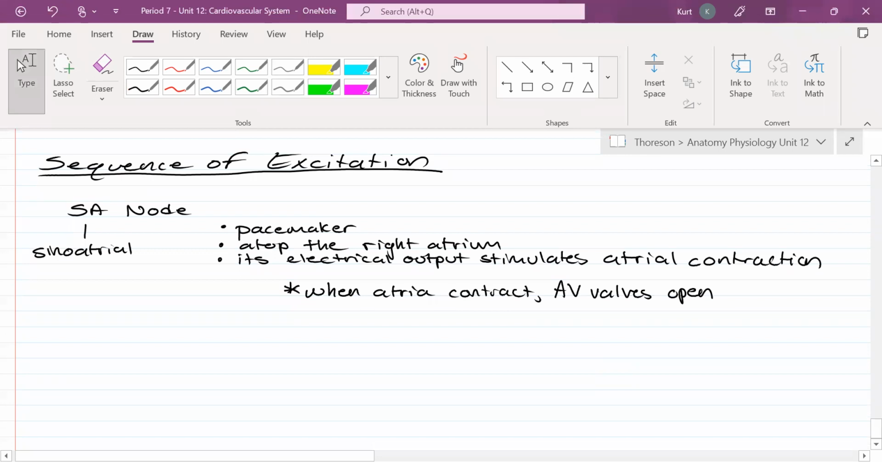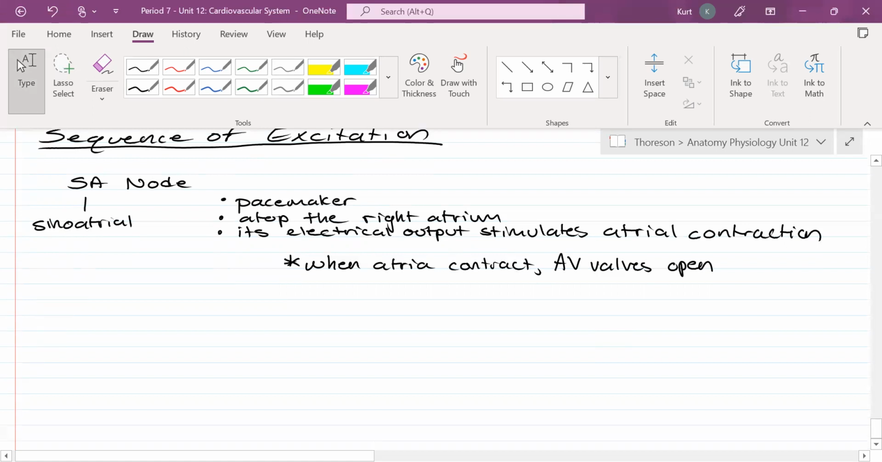So when Jackie says the valves are open, that is true. The atrium contracts and pushes blood to the ventricle. And in order for that to happen, if I were to push Jack outside, out of my room, I'm going to need to open the door first for him to get out. You can't just have it go into a dead end. So when the atrium contracts, valves open. So let's look at the opposite of this. When the atria relax, the AV valves are closed.